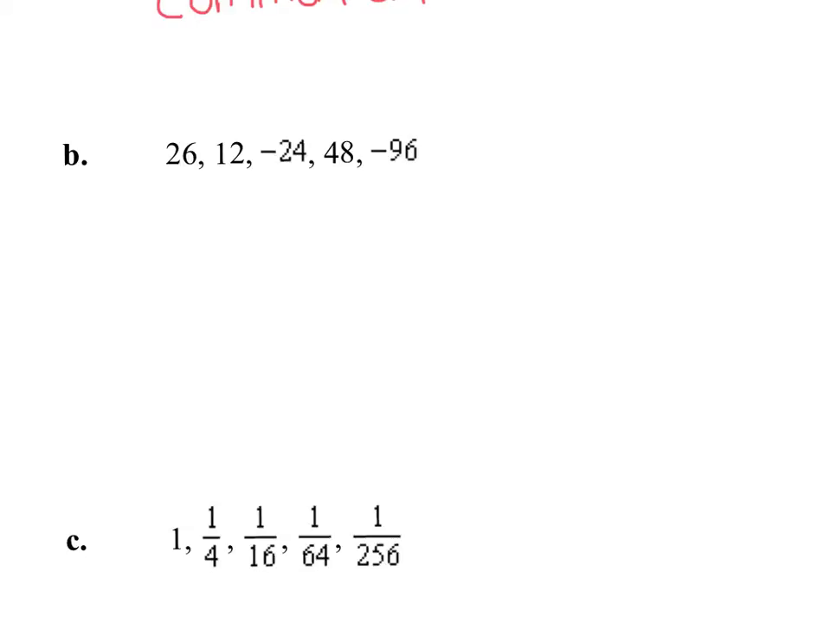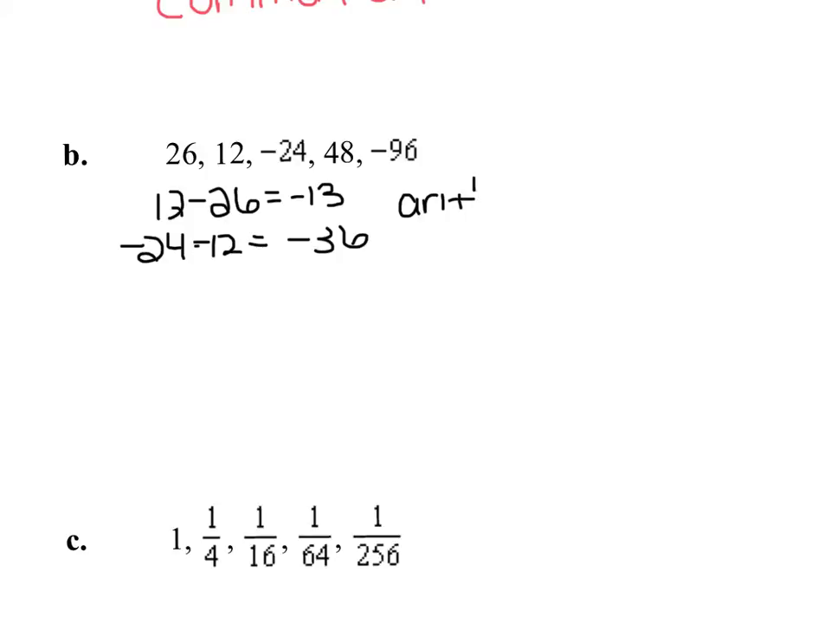And when we go to do the subtraction, if we do 12 minus 26, I get negative 13. And if I do negative 24 minus 12, I get negative 36. So it's not arithmetic because we don't have a common difference. So it's not that one.